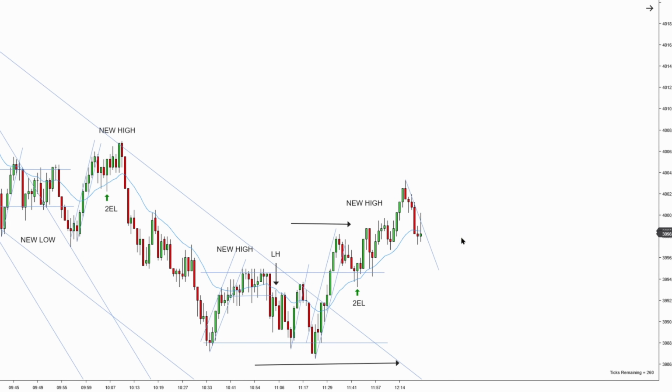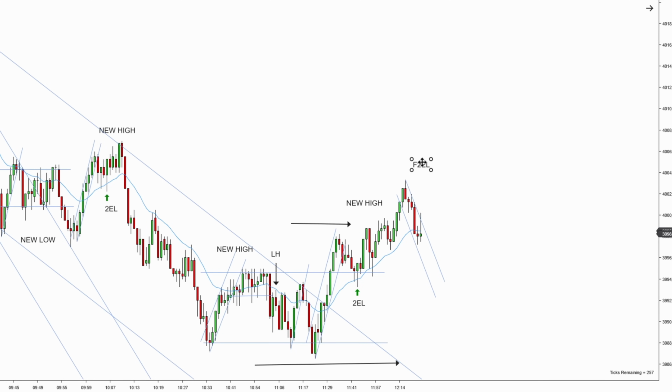And notice, already a good sign. We have a failed second entry long, new high. First entry long, pullback, second entry long, failure. It is right below EMA. It is inside of this channel, but the signal bar is not the greatest. So this is a failed second entry long.